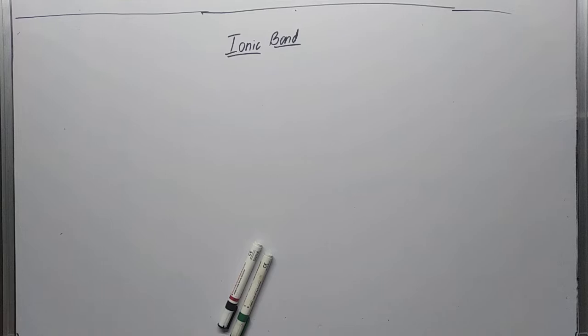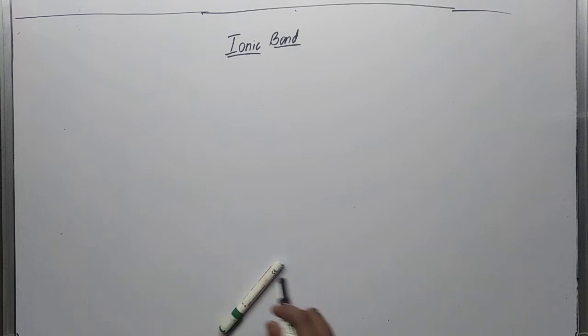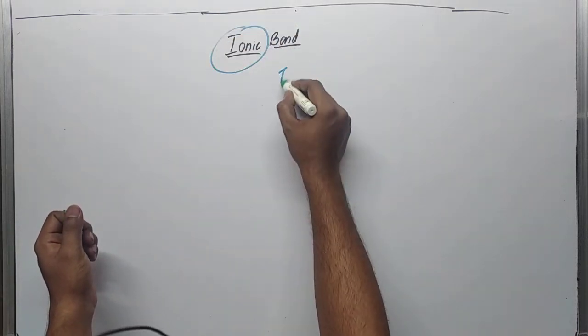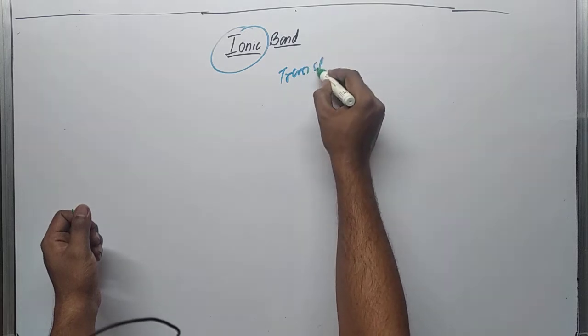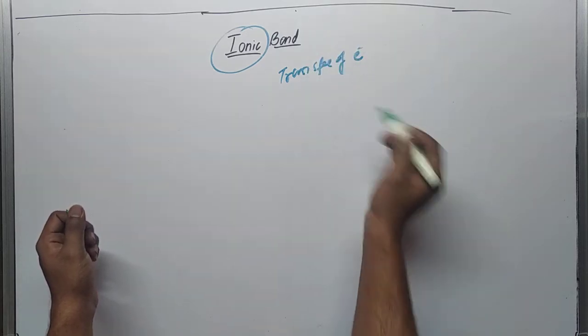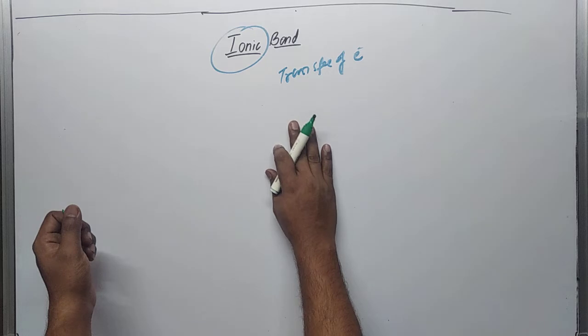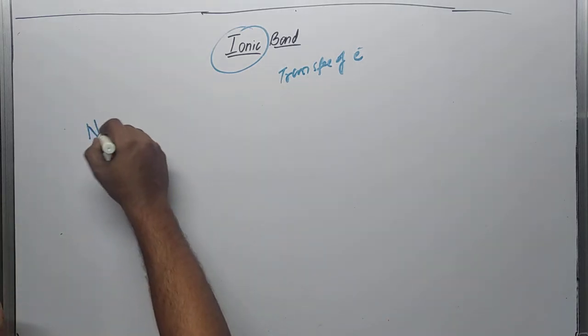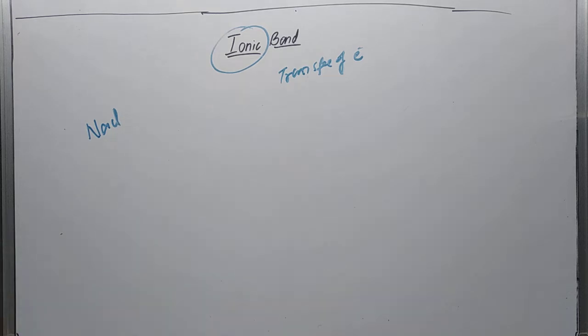Okay, hi everyone. In the last class, we discussed the ionic bond. Today I will be explaining the examples of ionic bond. As we know, an ionic bond is formed due to the transfer of electrons. So when an electron transfers from one atom to another atom, we get an ionic bond. Okay, so first example is NaCl.